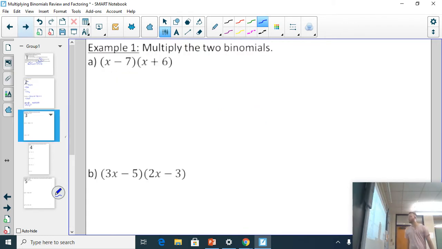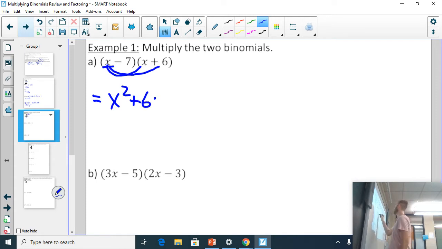So example 1, multiply the 2 binomials. And again, I'm going to do my trick above where I'm going to take this first one and multiply it by everything. So x times x is going to give me x squared. x times positive 6 is going to give me 6x. Now I've done everything there. Now I have to do this negative 7. Negative 7 times x is negative 7x. Negative 7 times positive 6 is going to be negative 42, right?